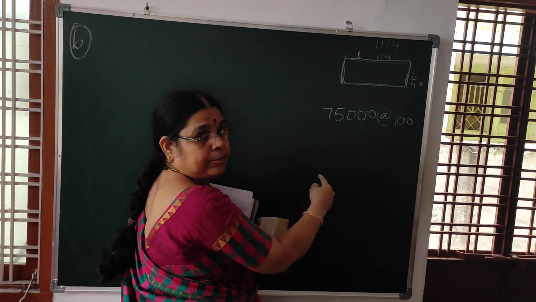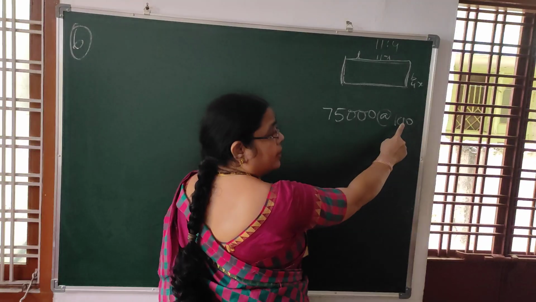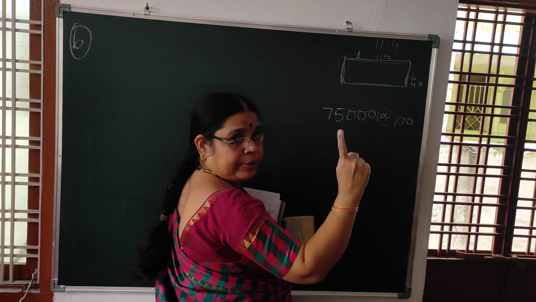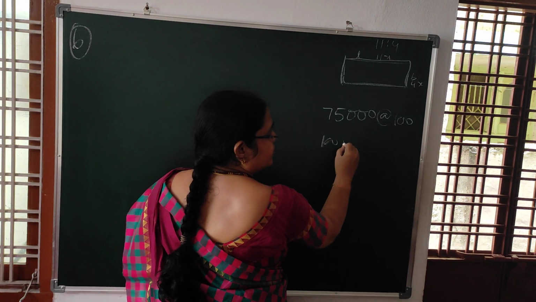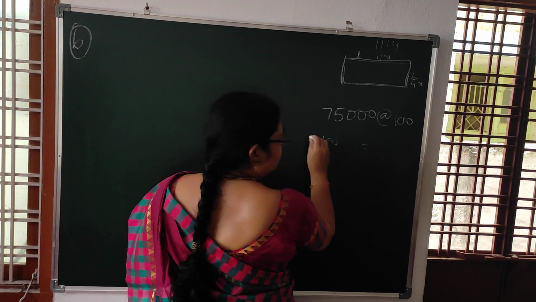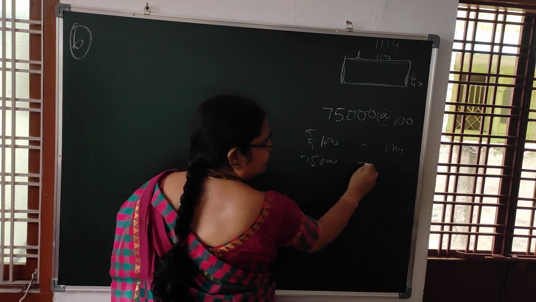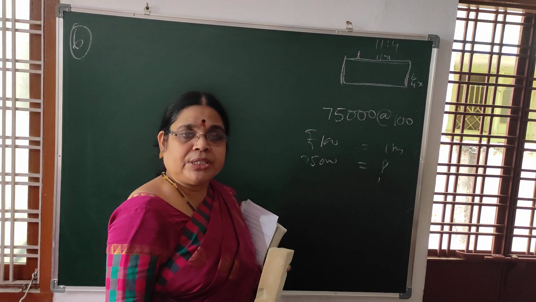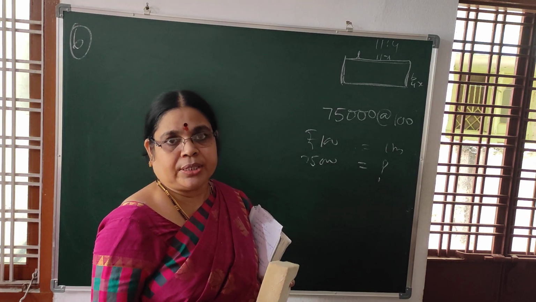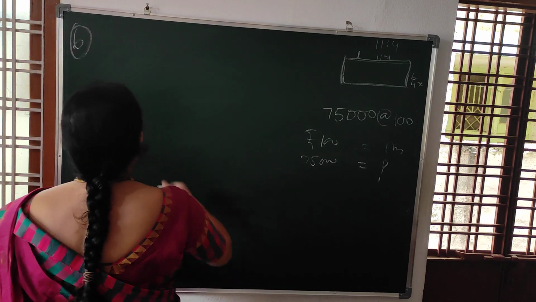How to find its perimeter? You were given a hint. 100 rupees per 1 meter they spent. In total they spent 75,000 rupees. How many meters? You will get the perimeter. Okay, now you need to solve.